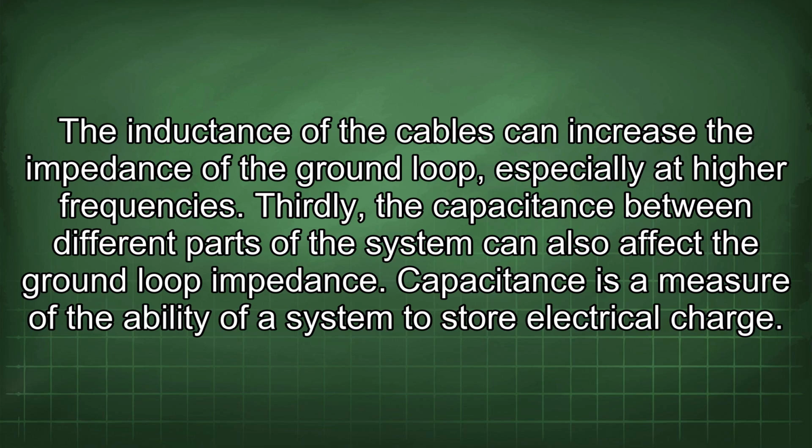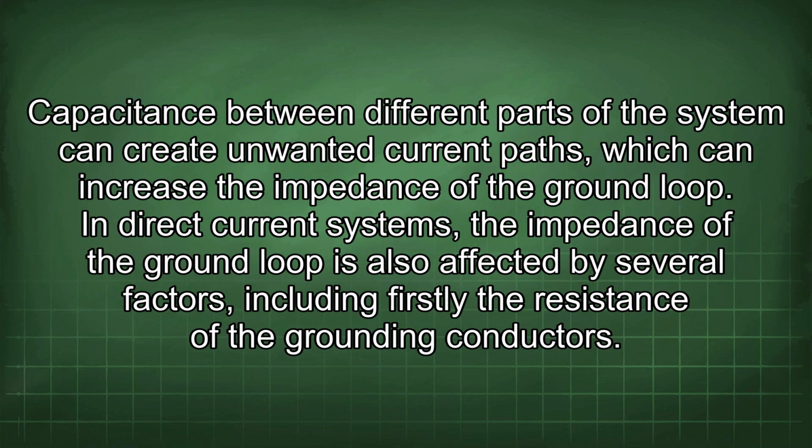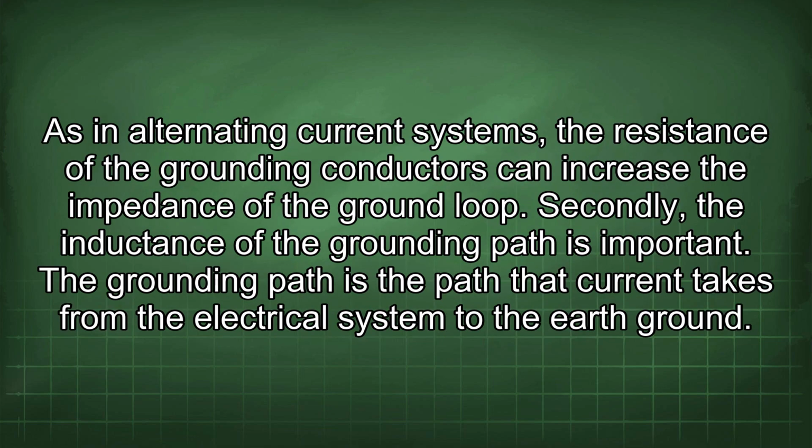Thirdly, the capacitance between different parts of the system can also affect the ground loop impedance. Capacitance is a measure of the ability of a system to store electrical charge. Capacitance between different parts of the system can create unwanted current paths, which can increase the impedance of the ground loop. In direct current systems, the impedance of the ground loop is also affected by several factors, including firstly the resistance of the grounding conductors. As in alternating current systems, the resistance of the grounding conductors can increase the impedance of the ground loop.